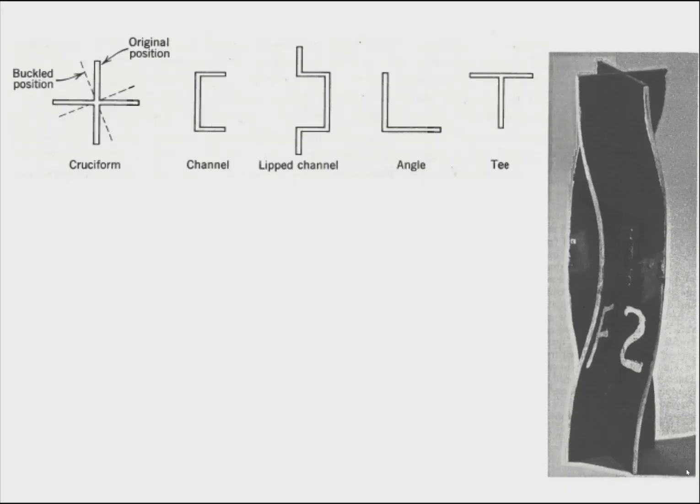We've seen in earlier videos how columns can buckle. This is called flexural buckling because the column buckles by bending. There are many other kinds of buckling.